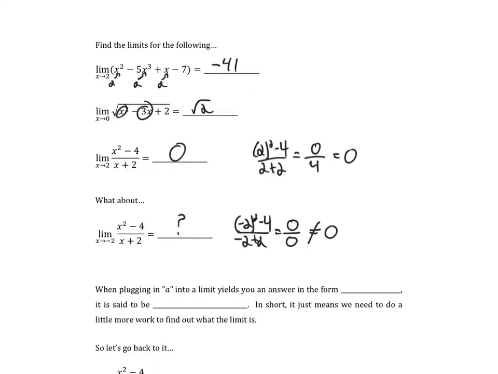Well, here's a little helpful trick for us. When plugging a into a limit yields you an answer in the form 0 over 0, like we just saw, it is said to be indeterminate. And what that means is not that the limit does not exist. The limit actually in this case does exist. In short, it just means we need to do a little more work to find out what the limit is. So let's walk through this together.